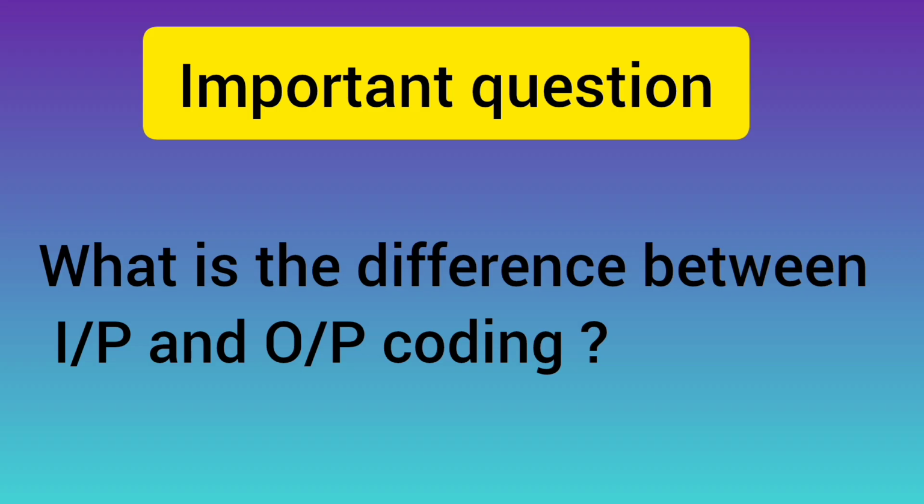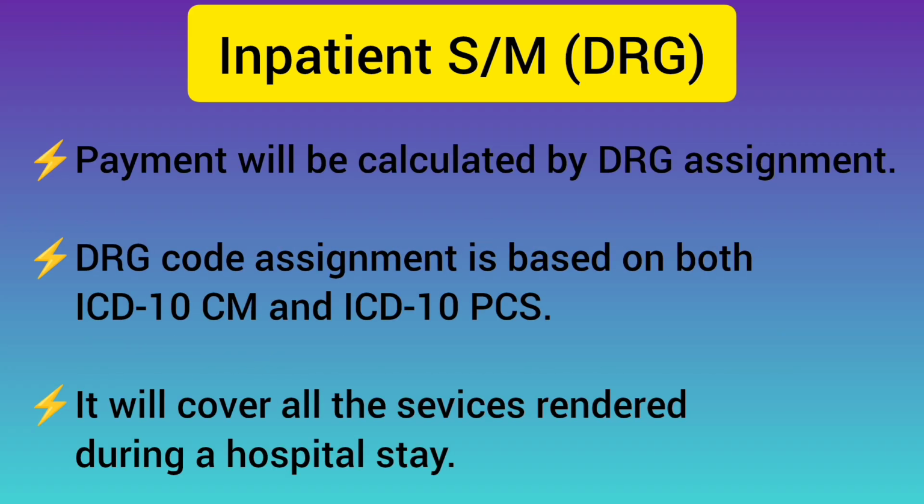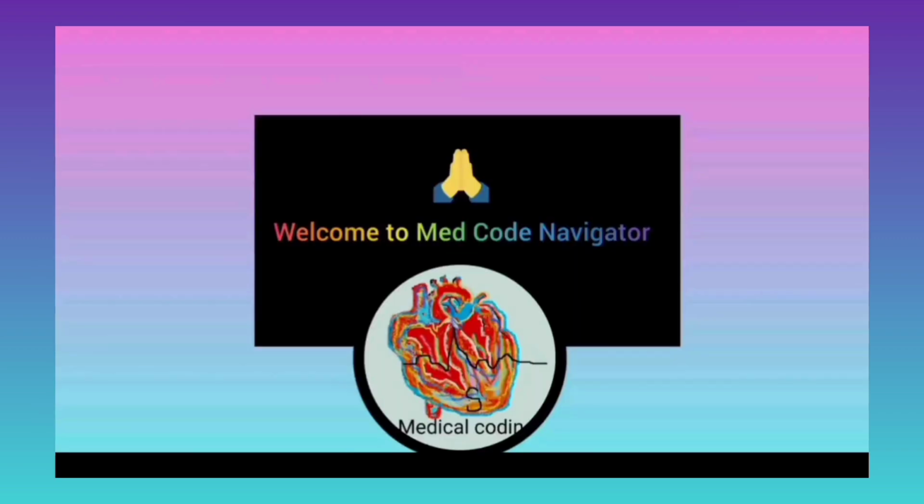So finally, one important question: what is the difference between outpatient and inpatient coding system? So the outpatient coding is based on procedure to procedure payment, and each CPT will carry the cost. In inpatient coding, the payment will be calculated based on the DRG. It will cover all the services provided during an inpatient hospital stay. Okay.